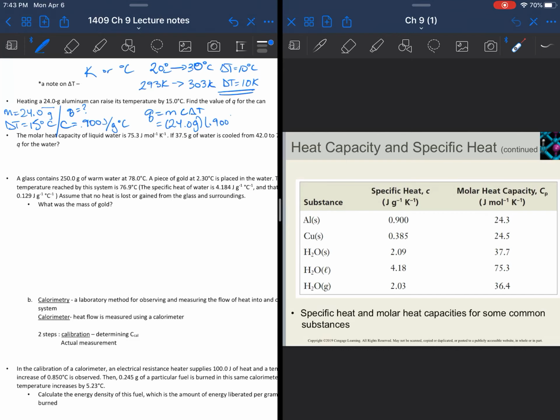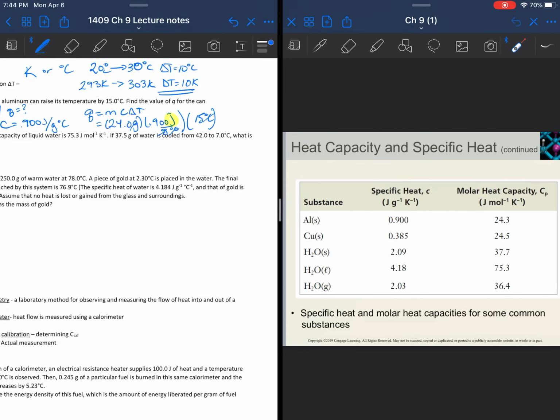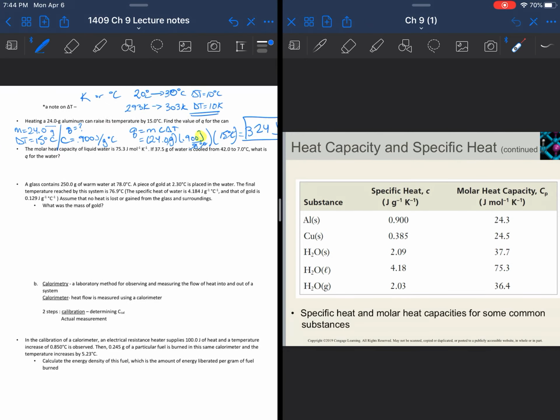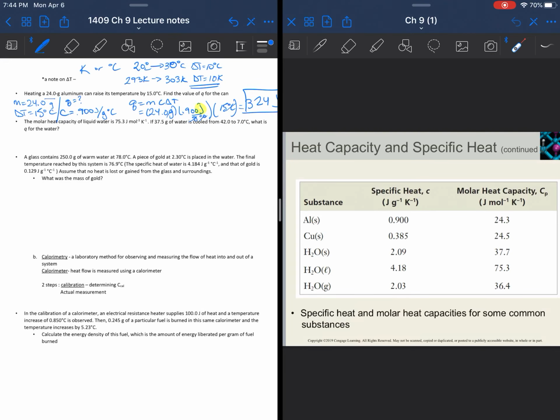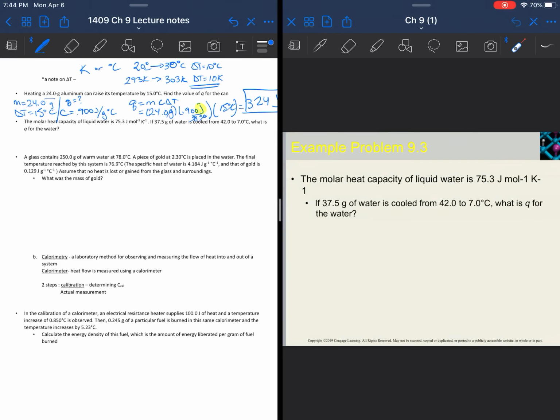So now we can just plug and chug. If Q equals MC delta T, we just plug in the 24 grams, the 0.9 joules per gram degrees C, and our temperature of 15 degrees C. Right? We see that Celsius cancels out, grams cancel out. We're left with joules, and that's perfect because this question is asking for an amount of energy. When we complete this problem, we find that it takes 324 joules to heat this aluminum can by 15 degrees.